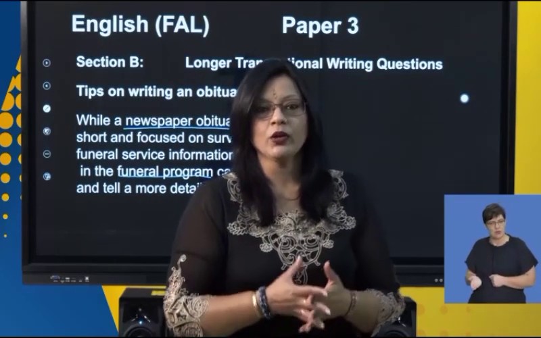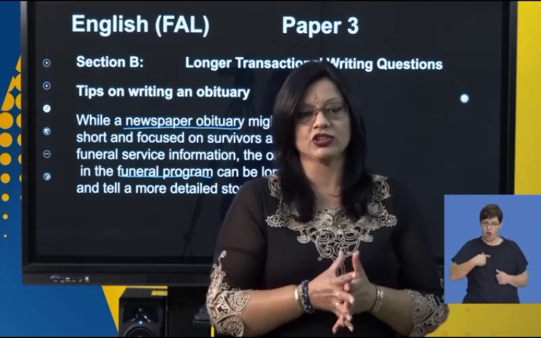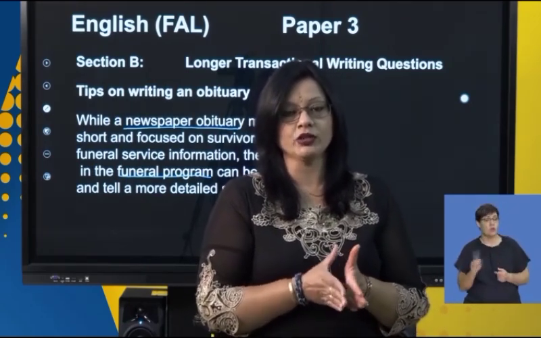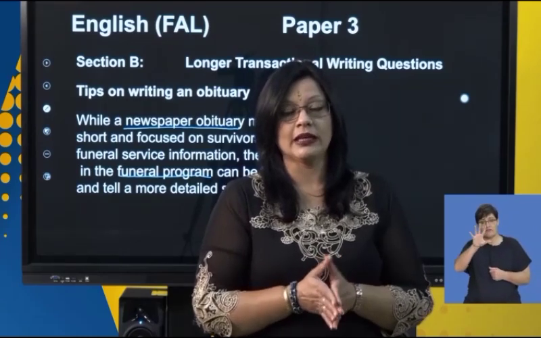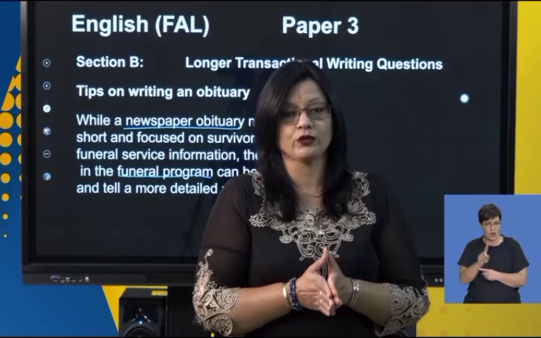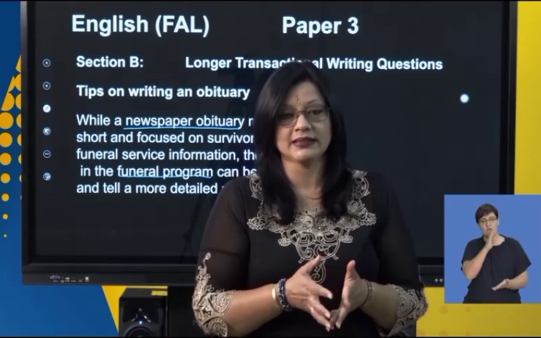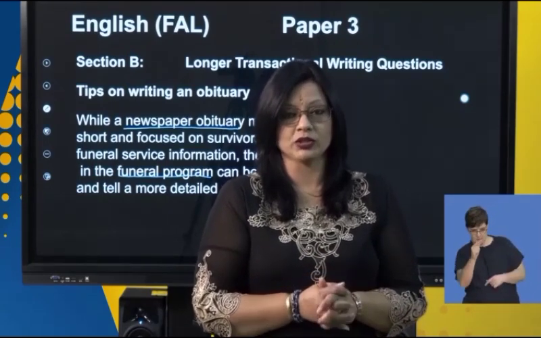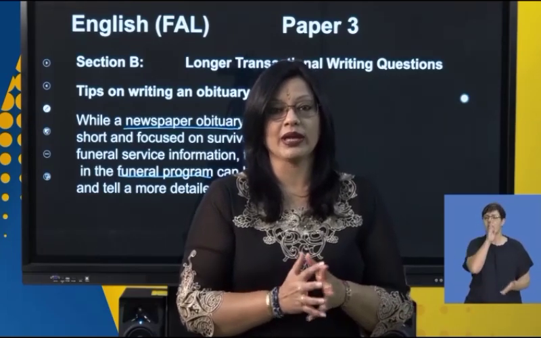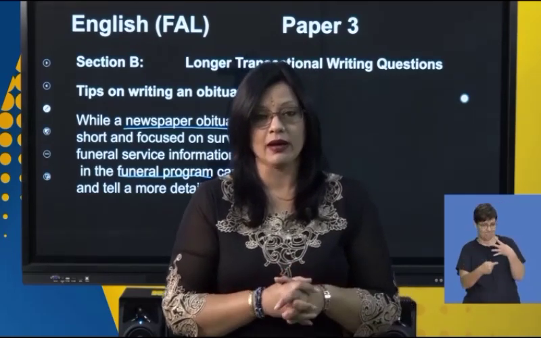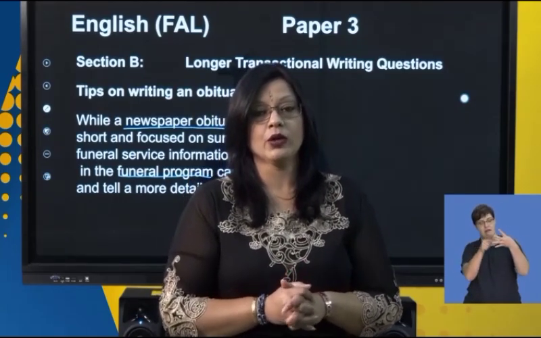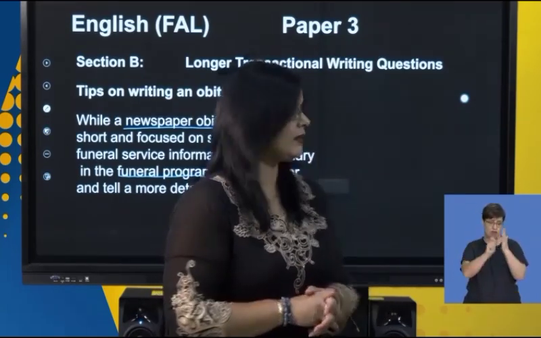Now remember, we are writing a longer transactional text, and we are expected to write 120 to 150 words. Naturally, our obituary will have to include certain information to ensure that we are assessed accurately and we meet the requirements of the rubric that we use for the assessment. So we need to make sure we look at the different things. We're going to go on now and look at the different criteria, or the different points that we need to remember when we are writing an obituary.